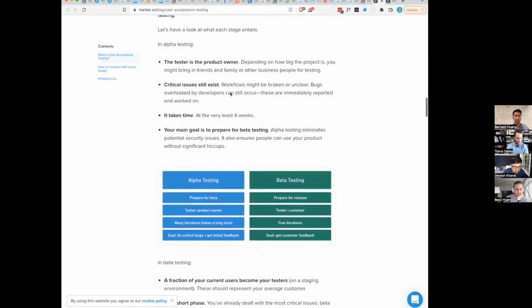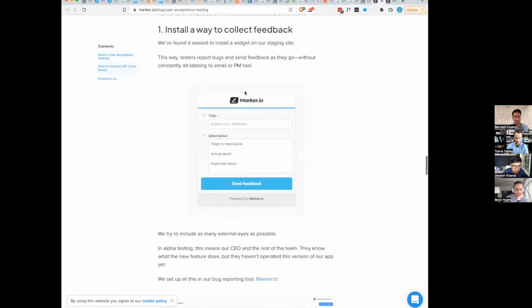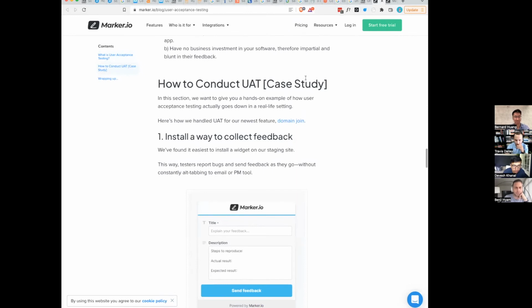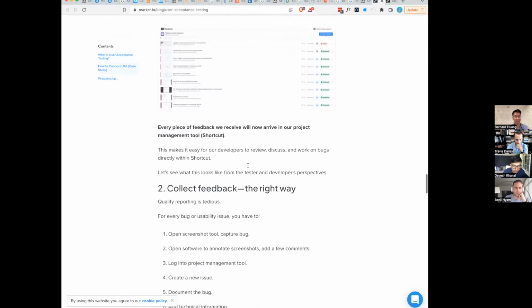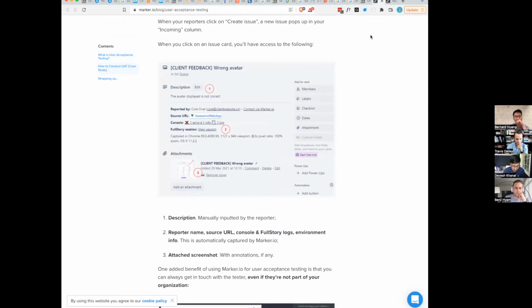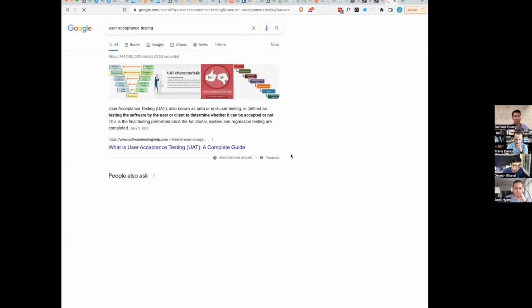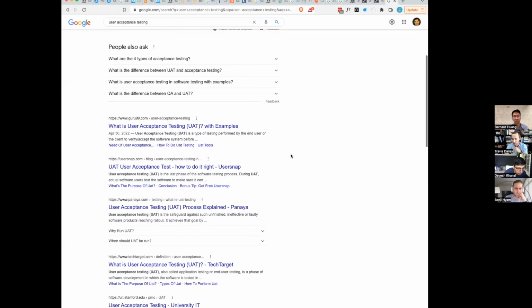These just look like diagrams. These aren't Marker screenshots. Here we go. There we go. How to conduct it. Okay, perfect. So this should get, assuming you're actually ranking for this, are they? User acceptance testing. Did I already open this in a tab? Marker.